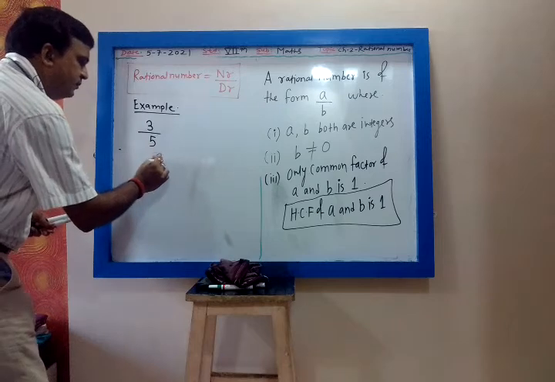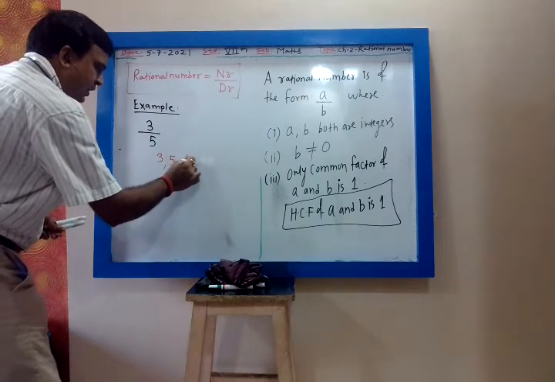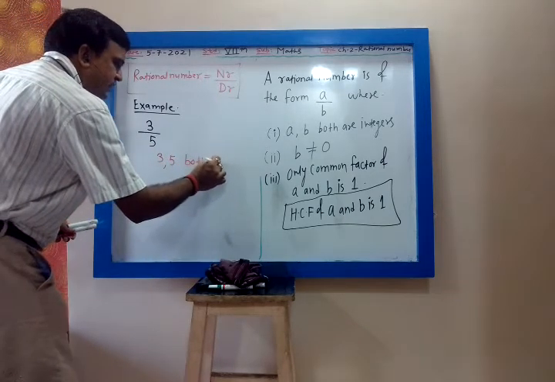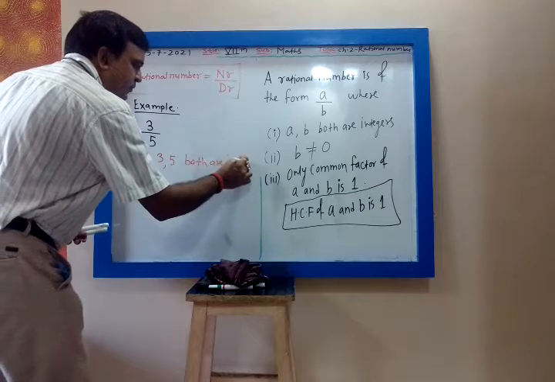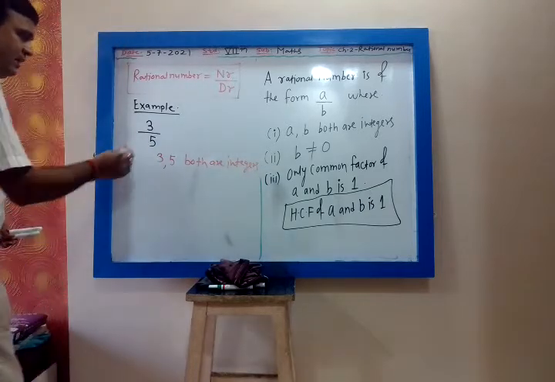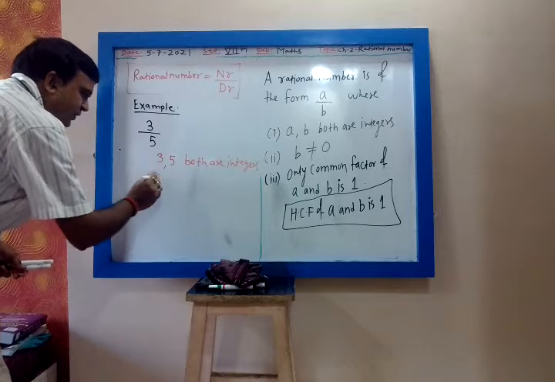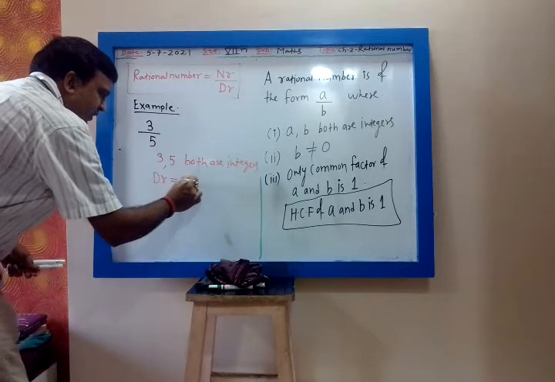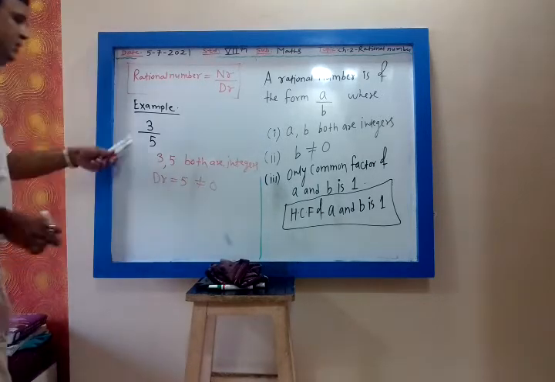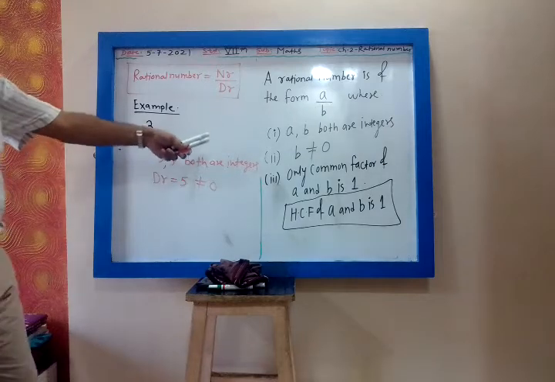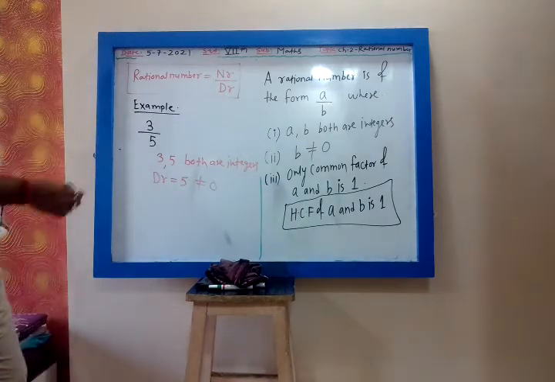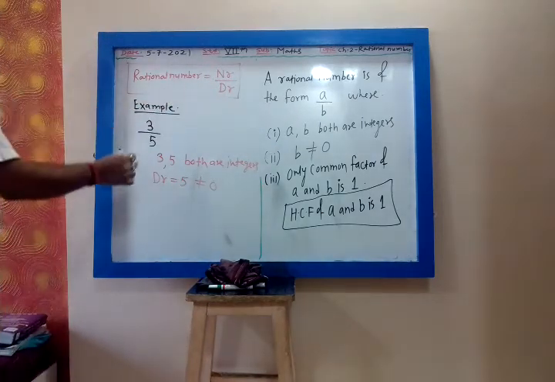3 and 5 both are integers. Then the denominator is 5, and this 5 is not equal to 0. Both the conditions are satisfied. Let us check the third condition.